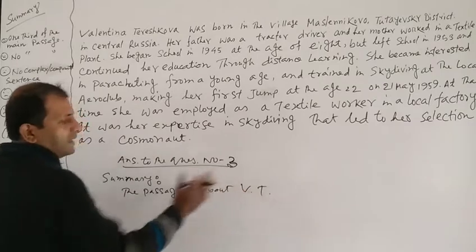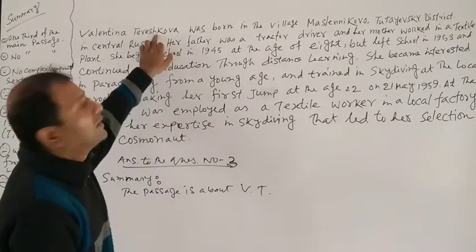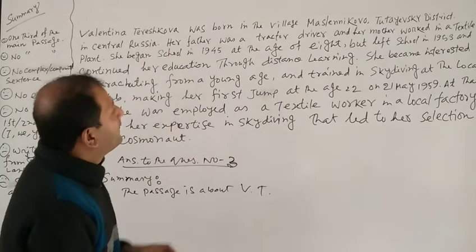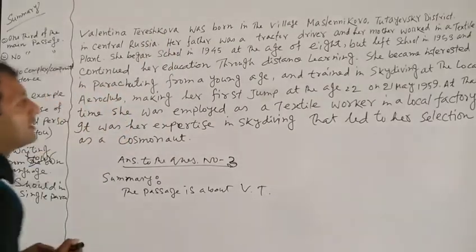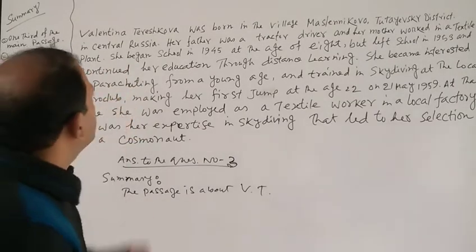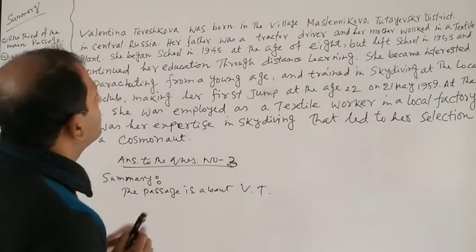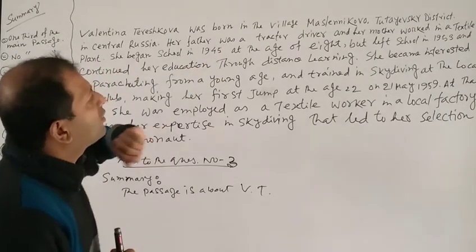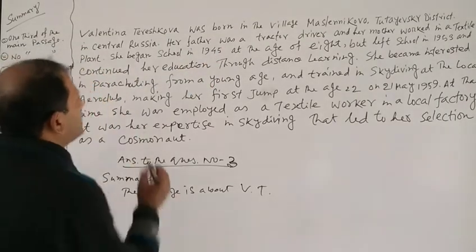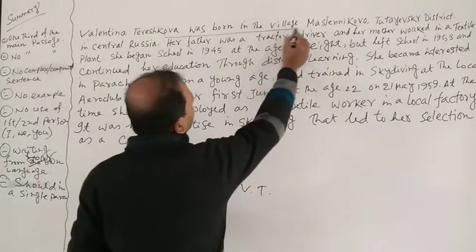In short, I have written it that way, but in your exam you will write down the full name as it has been given in the passage. Okay, and then I have to select 2 or 3 key sentences from the passage. So take: Tereskova was born in Russia, Maslennikov. You can write down she was born in the village Maslennikov.